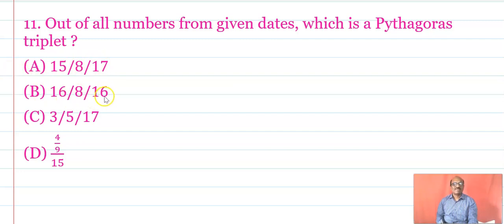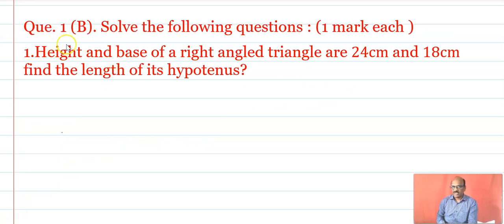What about the second? हा नाहीये 16 square. हे पण नाहीये and last is also not. Therefore, out of all the numbers given, which is the Pythagoras triplet, the first A is the correct one. That is 15, okay, 8 and 17. Okay, A Pythagoras triplet आहे. Next question, question number 1B.